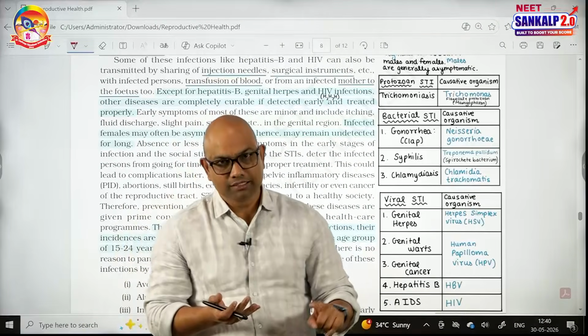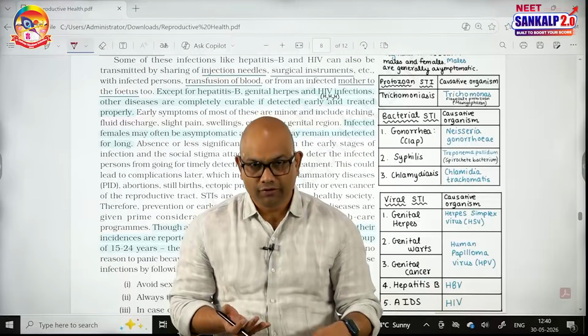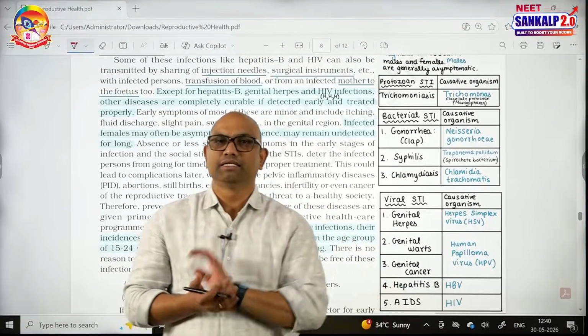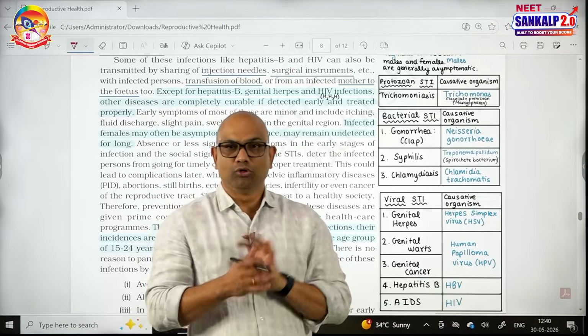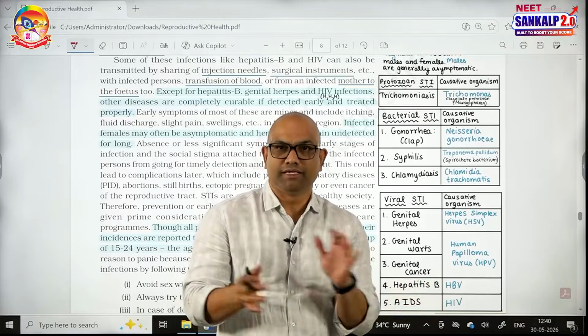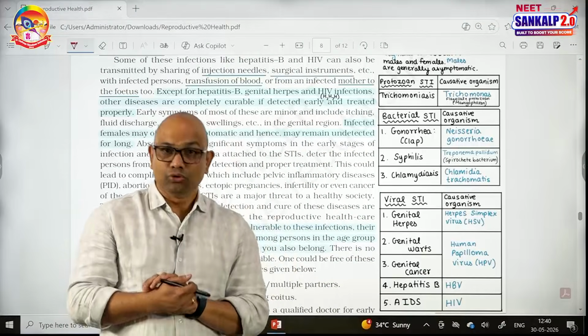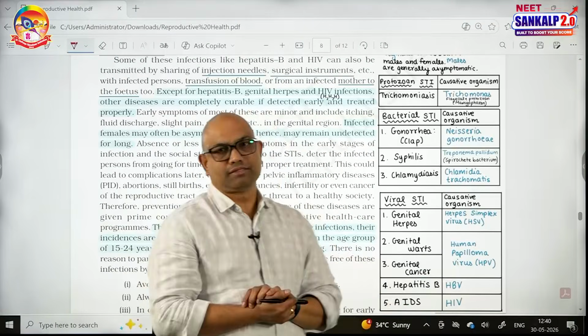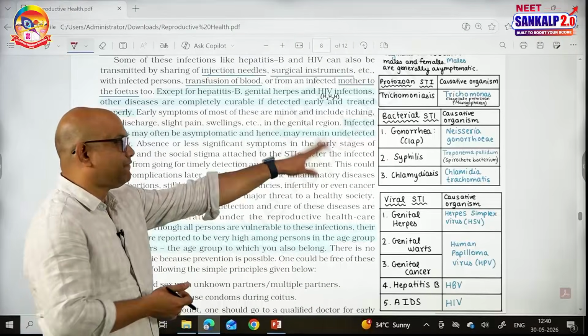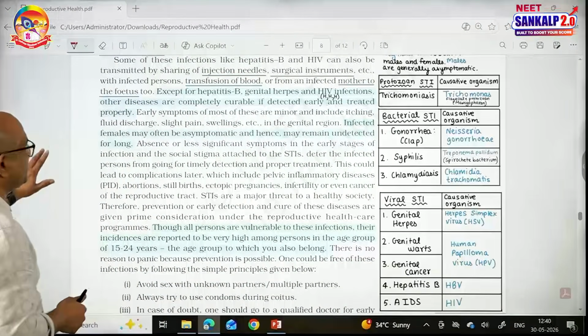So from mother to fetus, sexual contacts, body fluids, infected syringes, needles and surgical equipments. So both are chronic, both are spread through these ways, and both are not curable. Both are not affecting the genital organs. These are some facts related to the STDs.